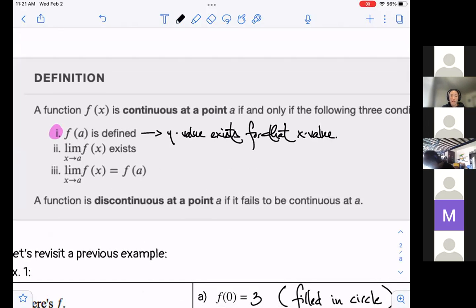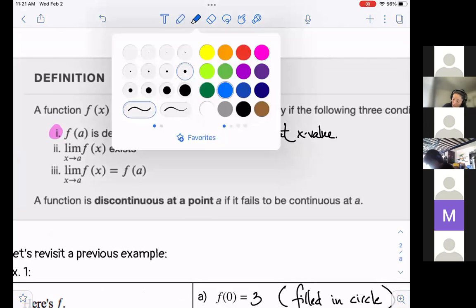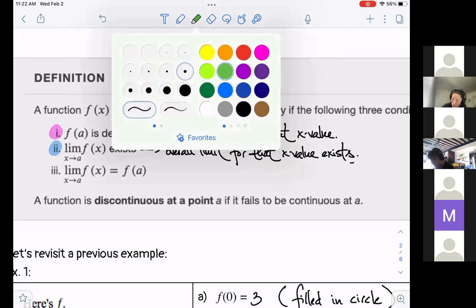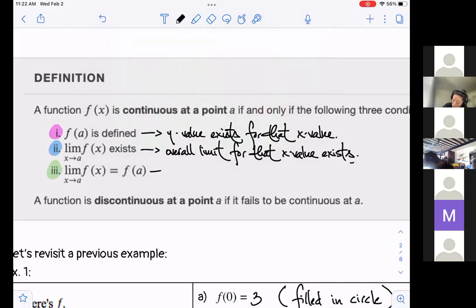A y value exists for that x value. The second thing that we want to see is that the overall limit for that x value exists, okay? And last but not least, those two values are our overall limit, we want that to equal the y value, okay?